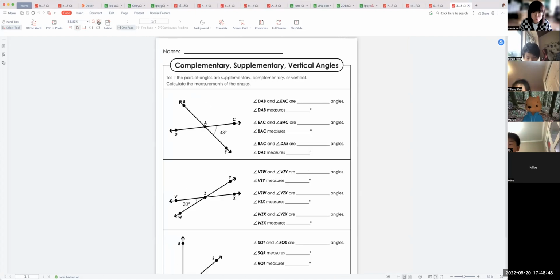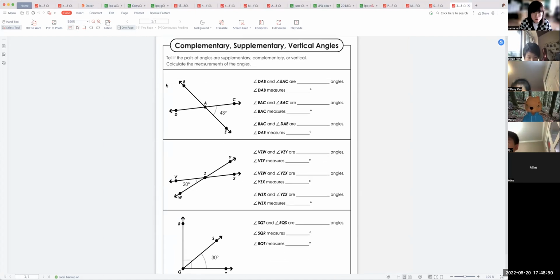Okay, let's take a look at this one. Angle DAB and EAC, what are they? They're vertical angles. Get it? These two angles are the same and they face each other. So they are vertical angles. And DOB equals what? Because this one is 43, this one is also 43 degrees. Understand?